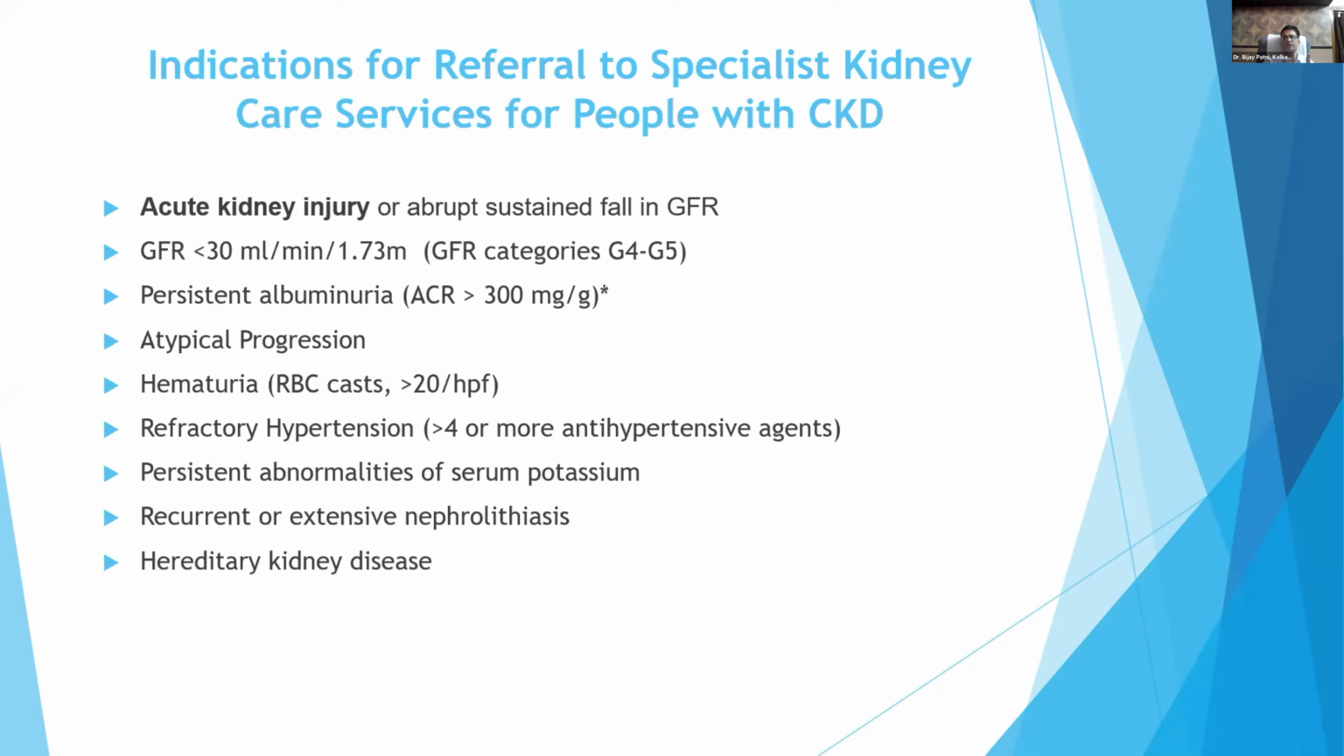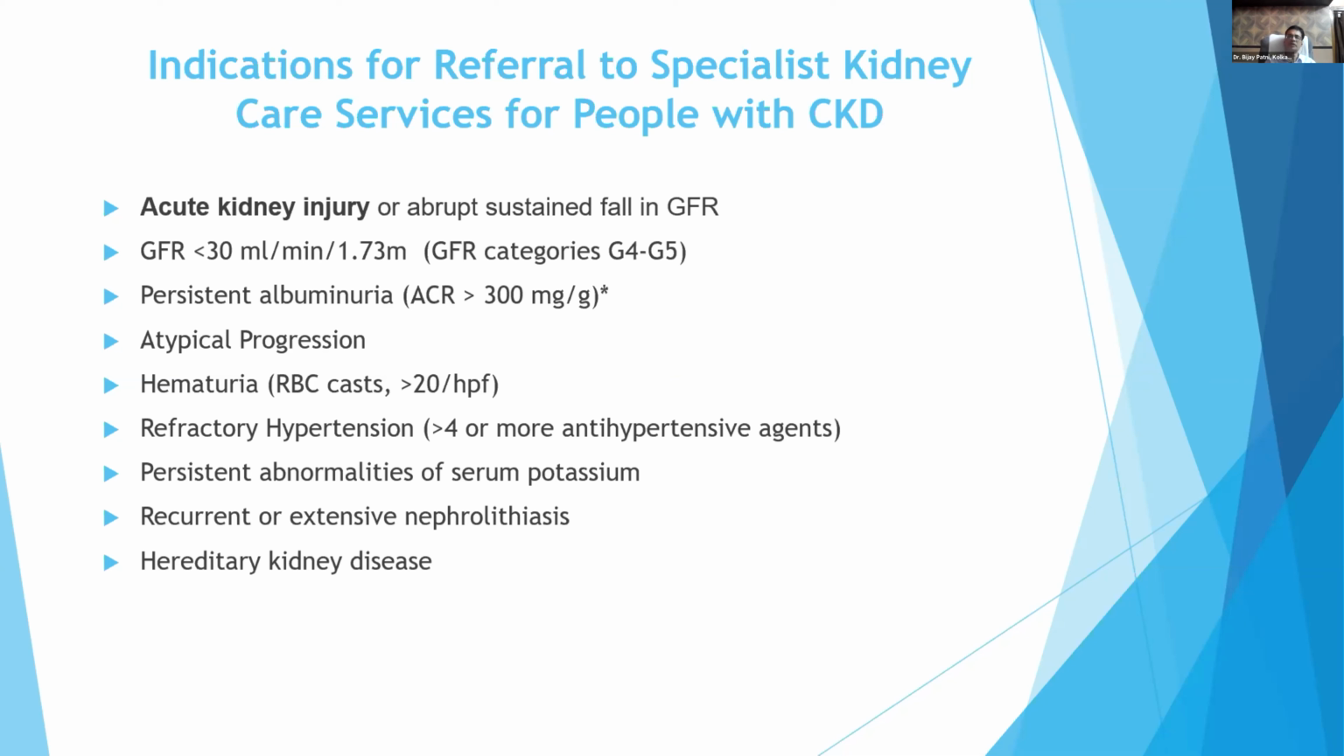A timely referral to the specialist kidney care services is important. And these are the various markers or parameters where you should make this decision to refer the patient to a kidney specialist, whether it is acute kidney injury, a GFR less than 30, persistent albuminuria, atypical progression, refractory hypertension, persistent abnormality of potassium, recurrent or extensive nephrolithiasis, or hereditary kidney disease.